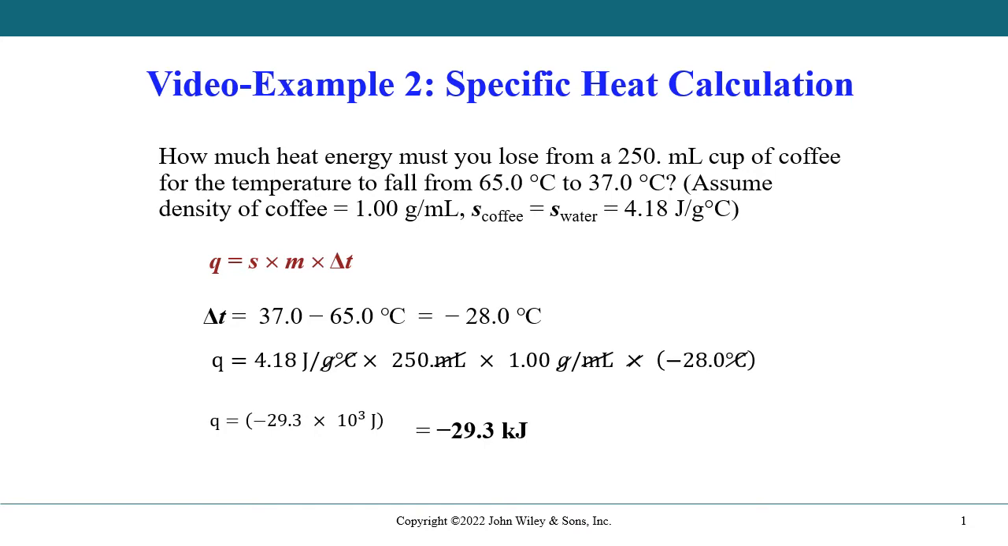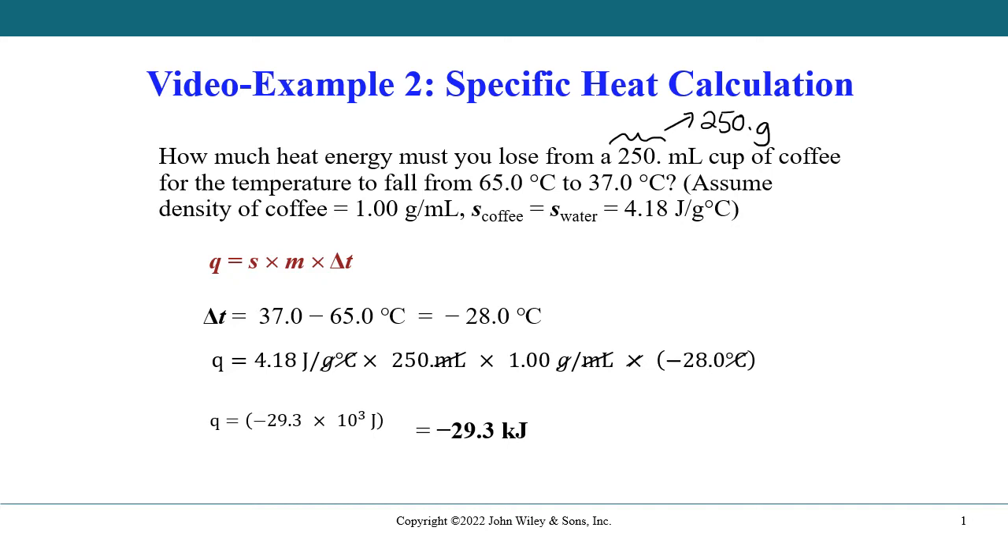We're also given the density, and we're given the specific heat capacity of coffee, which is equated to the specific heat capacity of water. This is a fairly straightforward problem. So we have the 250 mL, which can be calculated to be 250 grams, which is done in a later step.